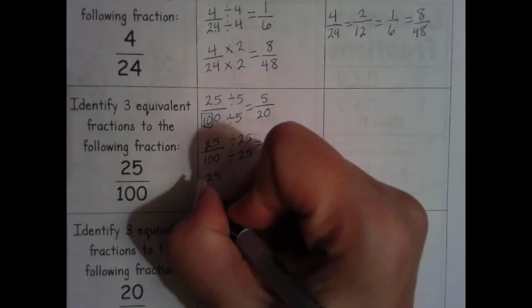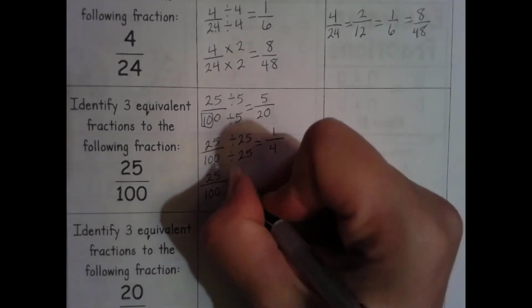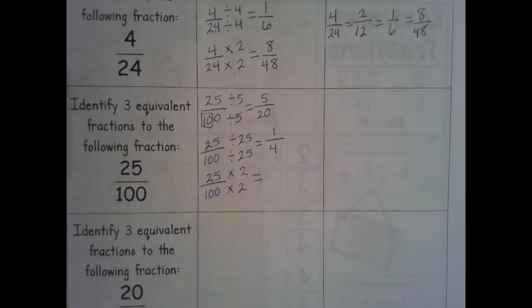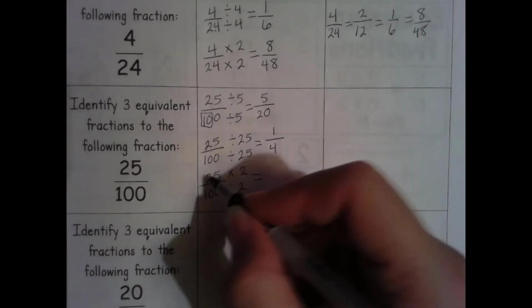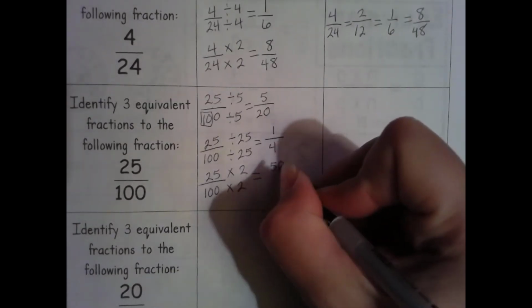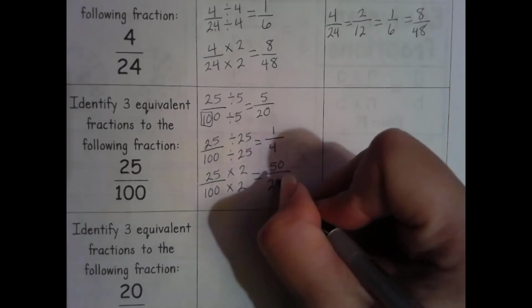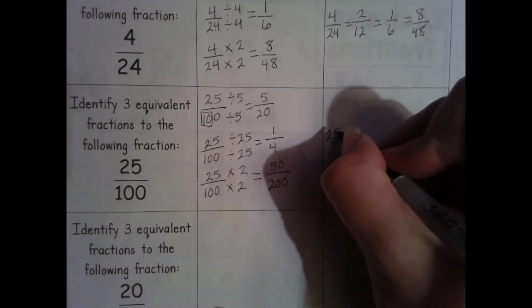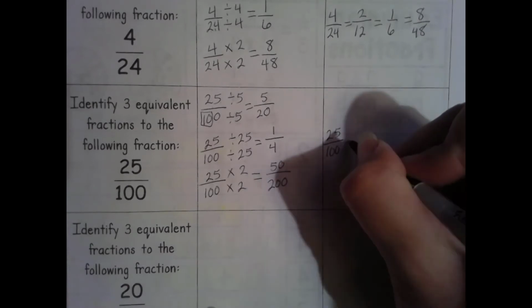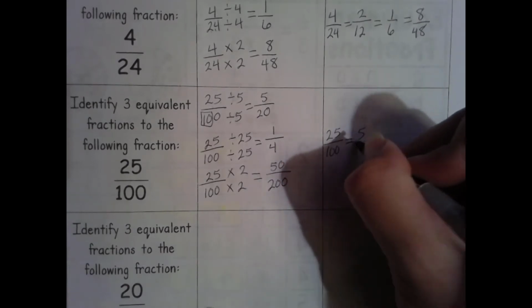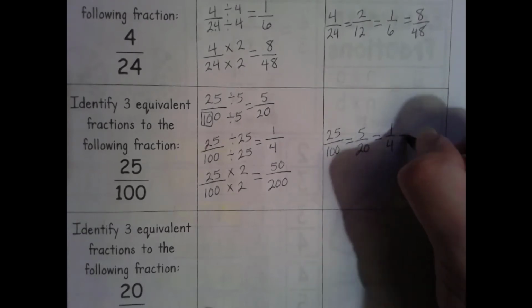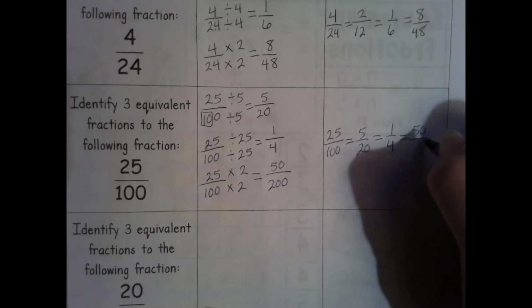Now I can't divide by anything else, so I'm going to go ahead and multiply. So doubling 25, I get 50. If I double 100, I get 200. So that is another equivalent fraction. So 25 hundredths is equivalent to 5/20ths, which is equivalent to 1/4, which is equivalent to 50/200.